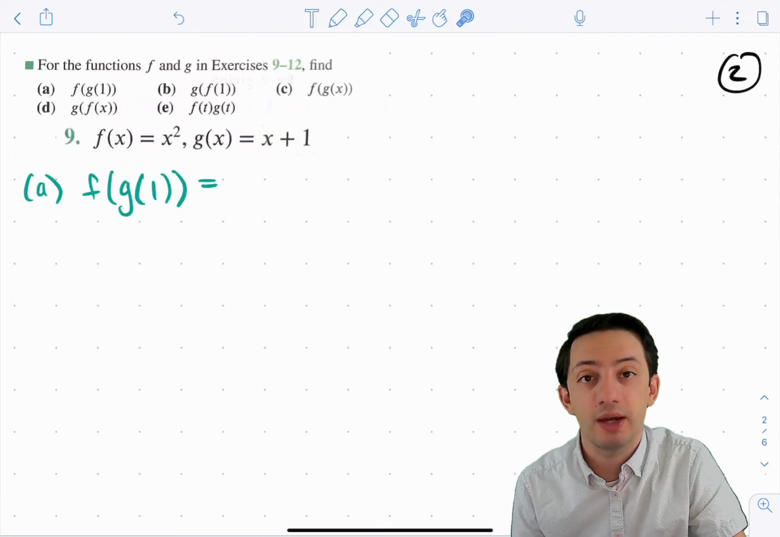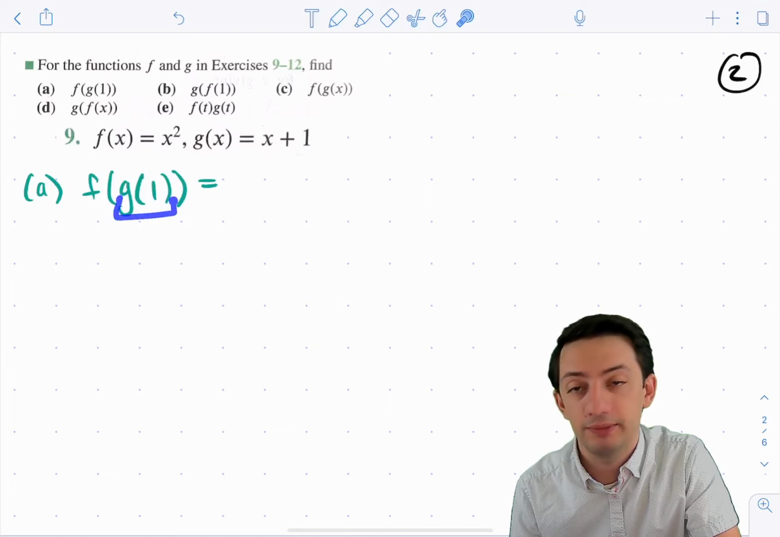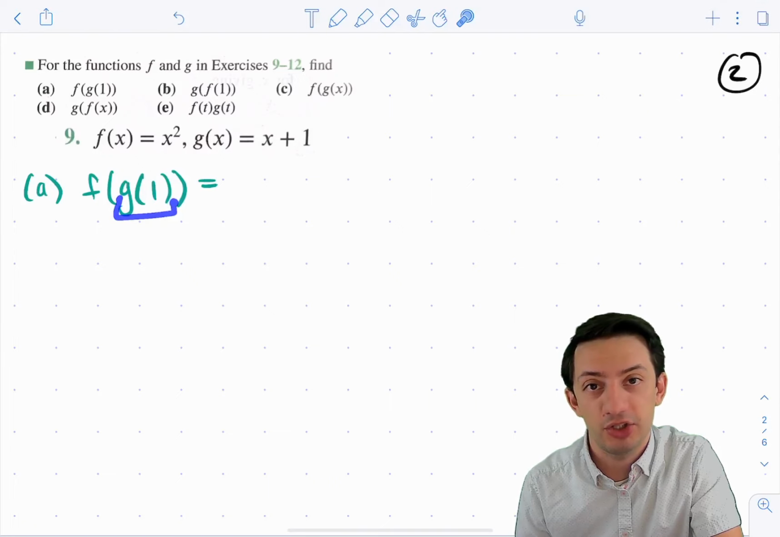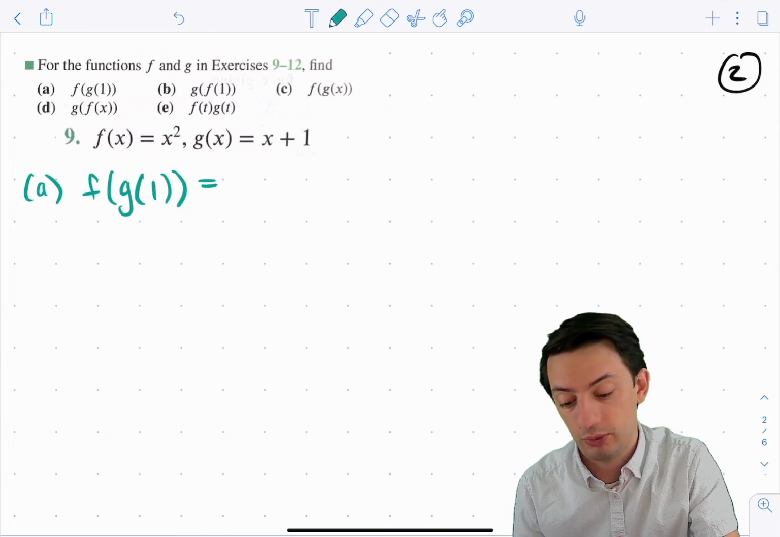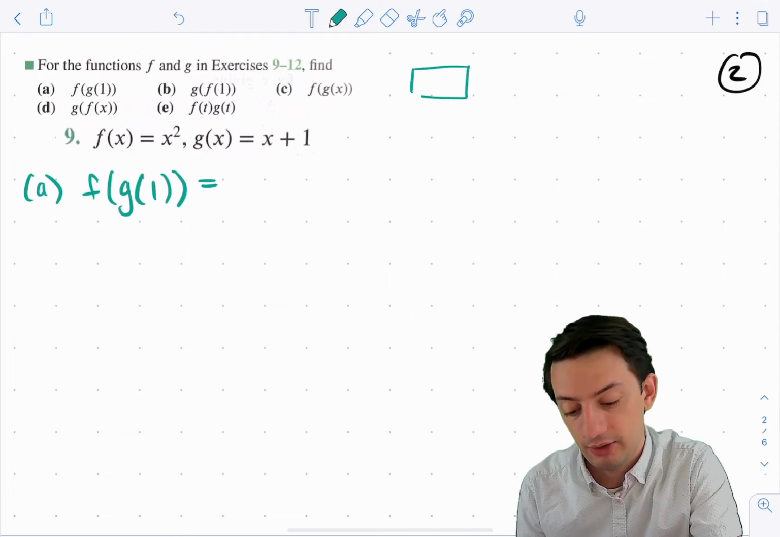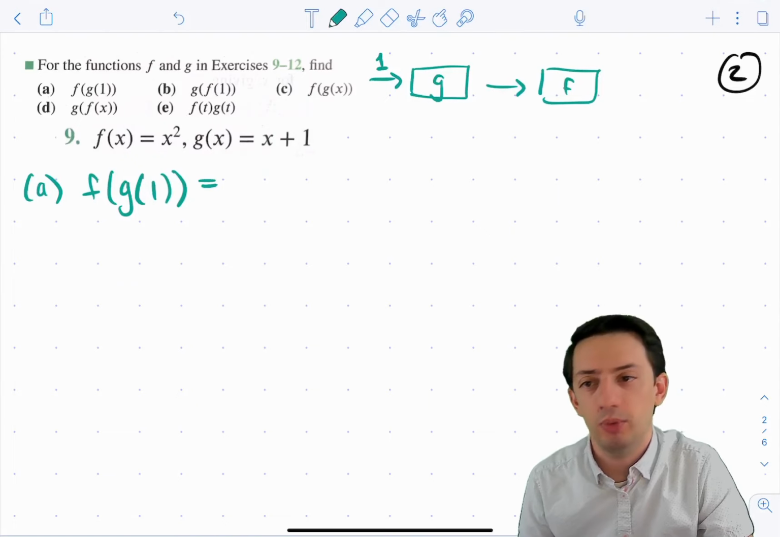So what does this say? We go from inside to outside. It says, first, plug in 1 to g. That's like feeding 1 into the g box, and we'll get some output. Then whatever that output is, feed that into f. We'll draw a little picture up here. First is g because it's inside, and then f. We feed in 1.